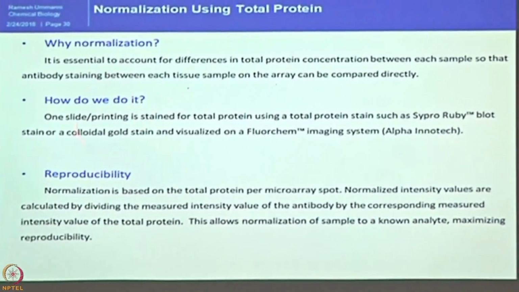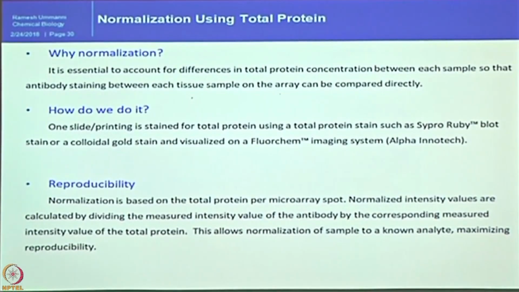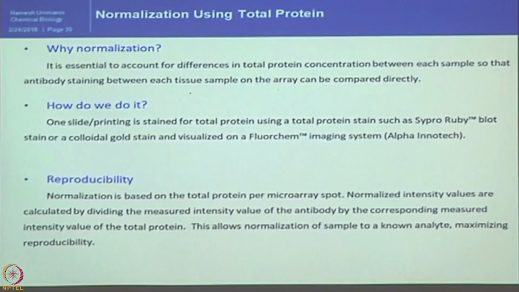So, how do we do that? Always we print a lot of slides. One slide after every 10 slides will be used for this normalization method. Every 11th slide, 21st slide, 31st and 41st slides will be used as normalizing slides. This will definitely give the reproducibility. This normalization is based on the total protein per microarray spot.